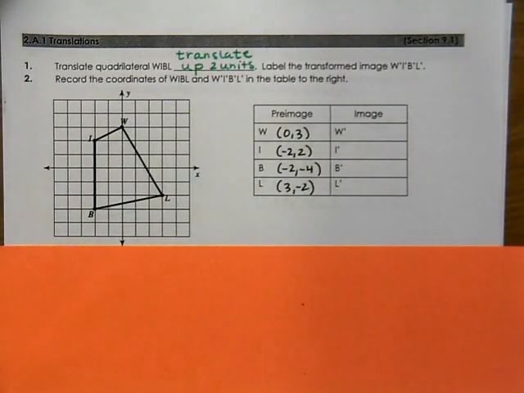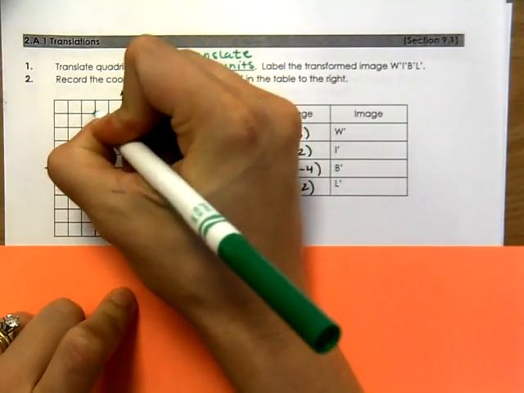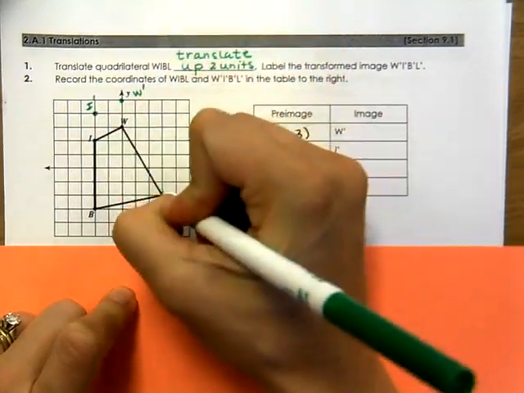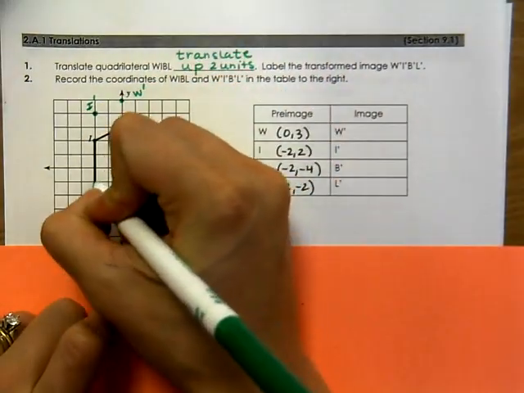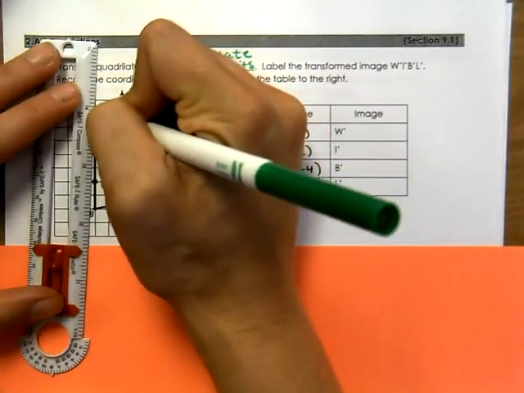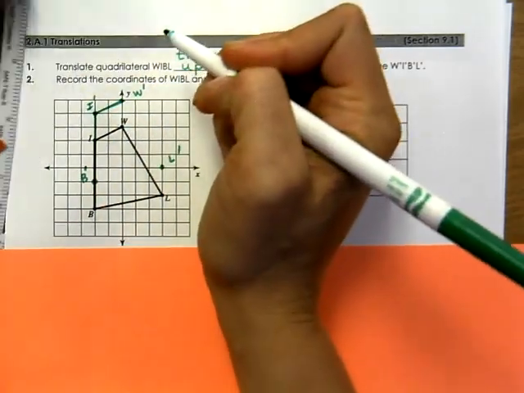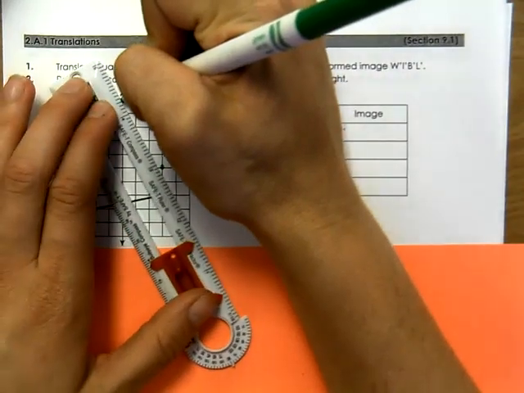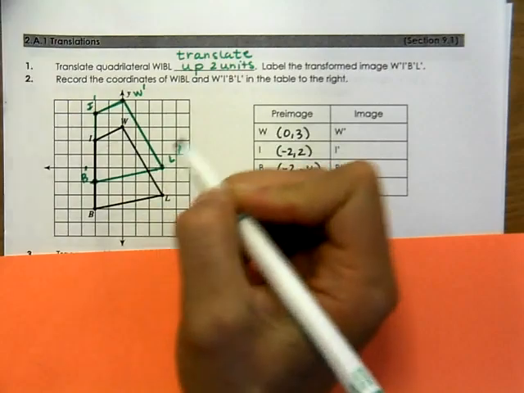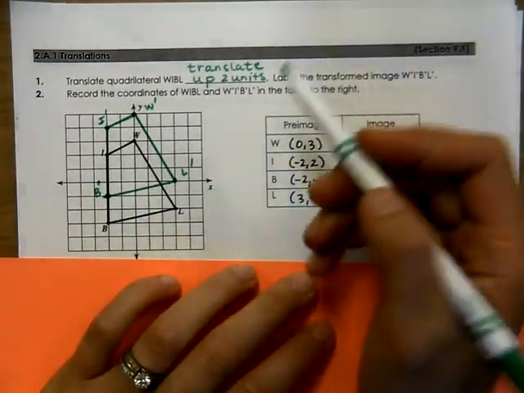If I'm translating up 2, that means I just take this point and I translate or slide up 2. So that would be I prime, W prime, L prime, and B prime. I took every point and I translated it up 2. And then I take my ruler and let's just draw this so we can see. And there we go. So we've translated all of them.